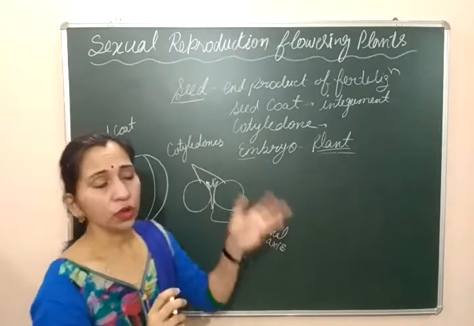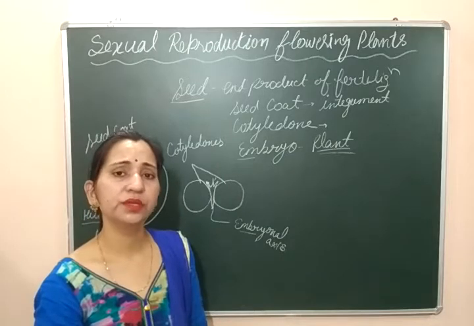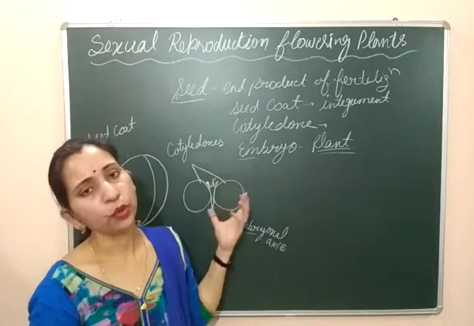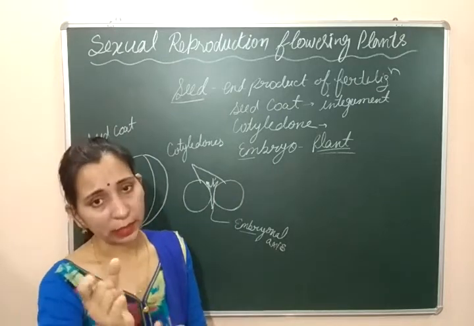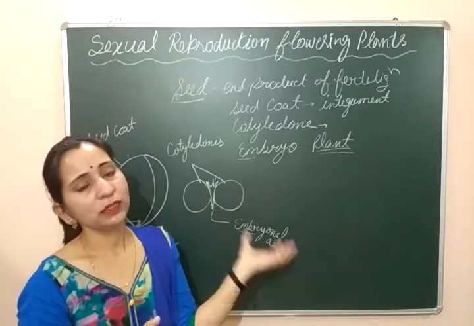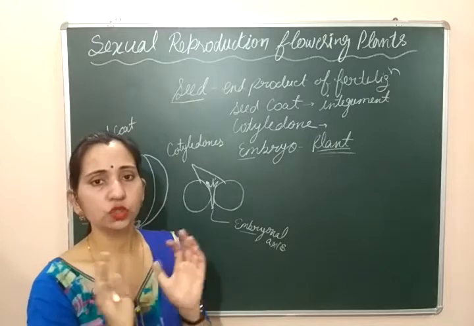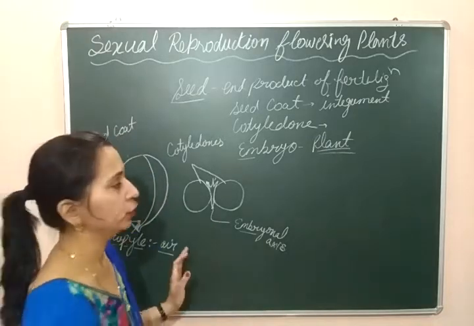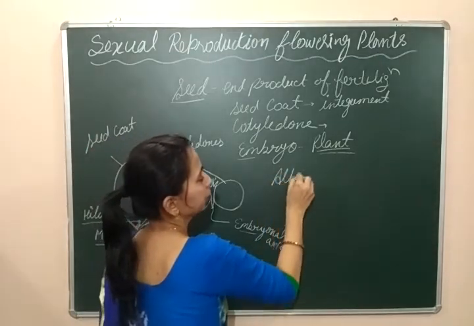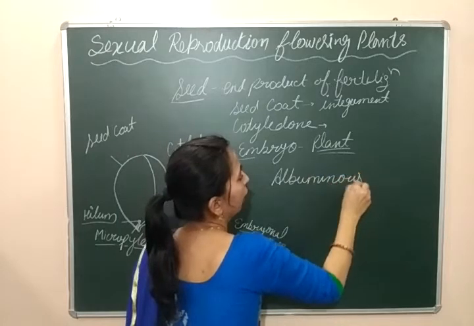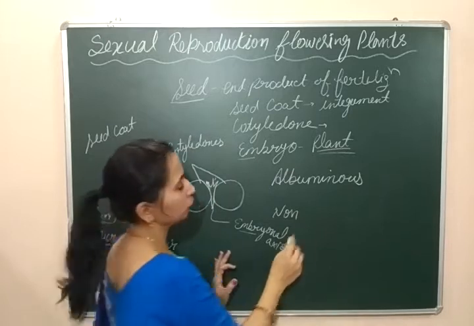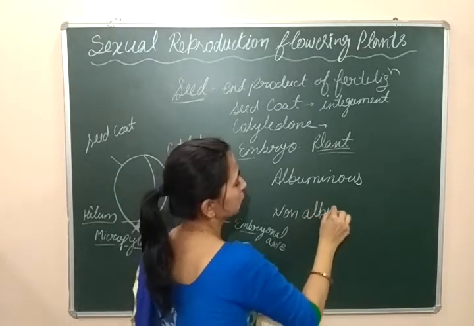Now on the basis of the endosperm, if endosperm remains after the development of the embryo, when the seed has become mature and the embryo is now able to give rise to a new plant, or if it is not present, then on the basis of these two criteria seeds are divided into two categories. हम seed को दो category में divide करते हैं, albuminous seed and second one is the non-albuminous seed. We have two categories of seeds, albuminous and non-albuminous seeds.